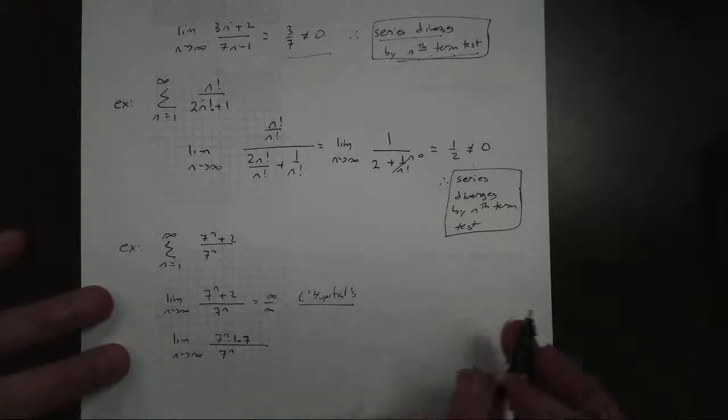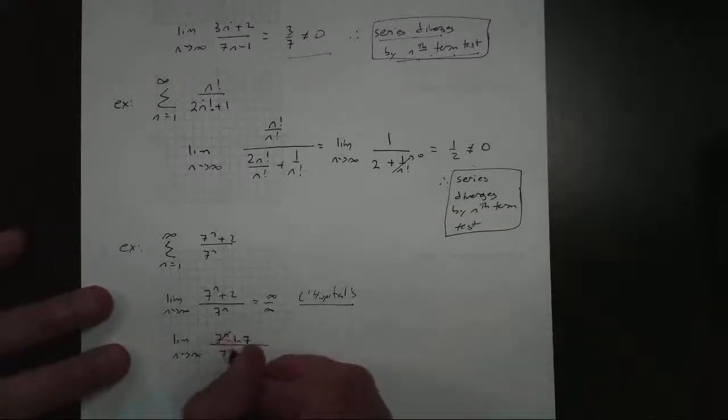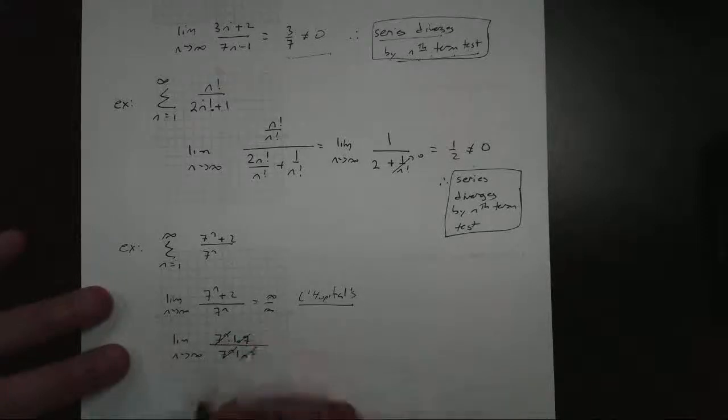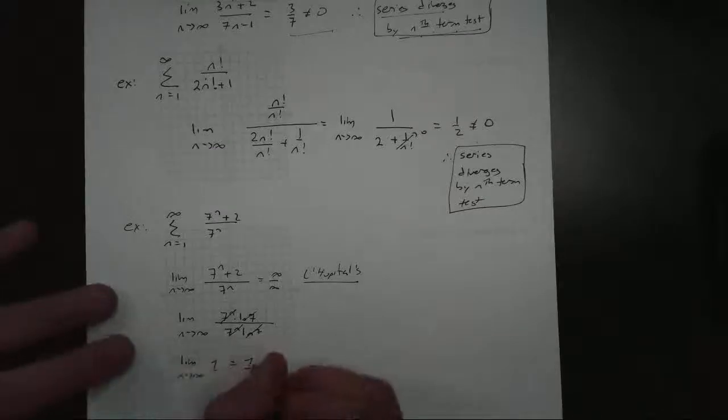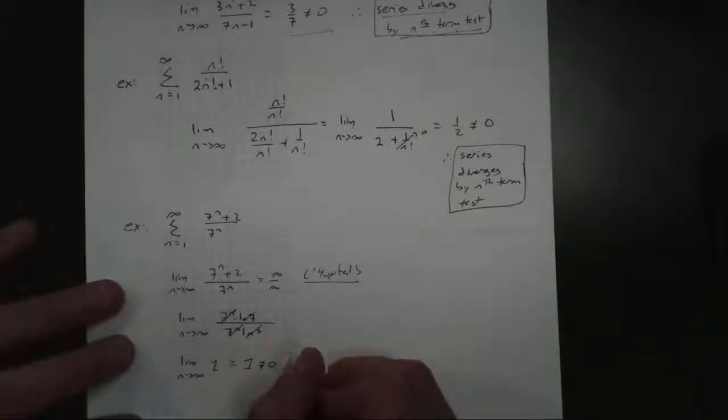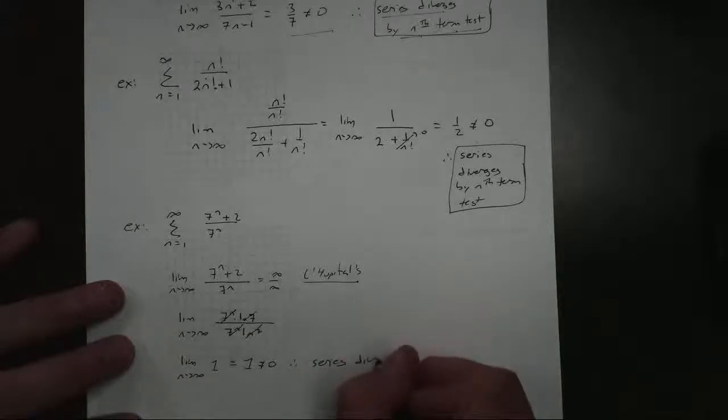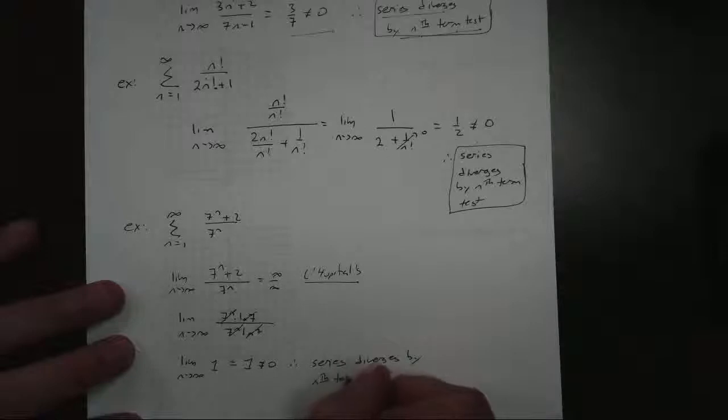Now, if I notice this, what happens? The 7 to the natural log of 7, everything cancels, right? And I get the limit as n goes to infinity of just the number 1, and I get 1, which, again, does not equal 0. Therefore, we say that this series diverges by the nth term test.